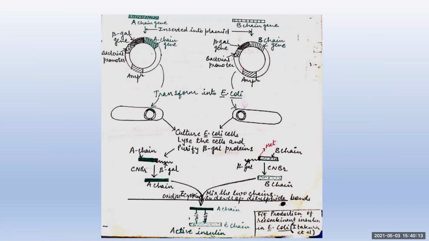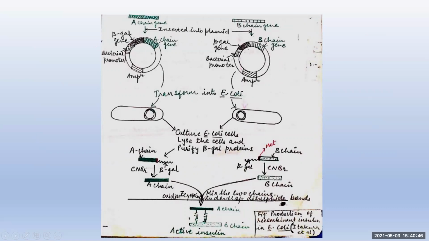Inside the E. coli cells, the proteins are produced. We culture the E. coli cells, lyse them, and purify the beta galactosidase protein. The beta galactosidase protein, as you can see here, is attached with the A chain protein, here the A chain polypeptide, and on the other side, from the other vector, you get beta galactosidase along with the B chain of insulin. Both the A chain and B chain are in the form of fusion protein having the beta galactosidase enzyme partly.